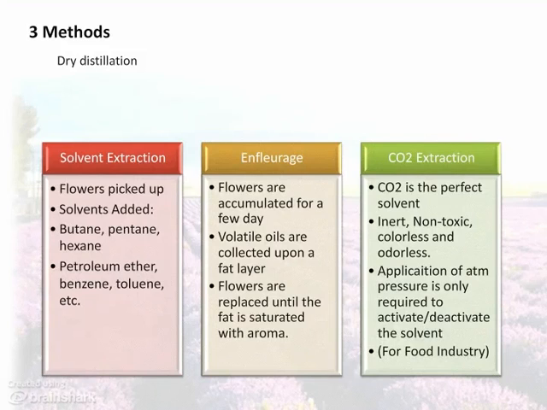Solvent extraction is a three-stage, very complex process requiring an expensive apparatus. Infrared is a method that many use on fragile blossoms such as jasmine and is very rarely used today.